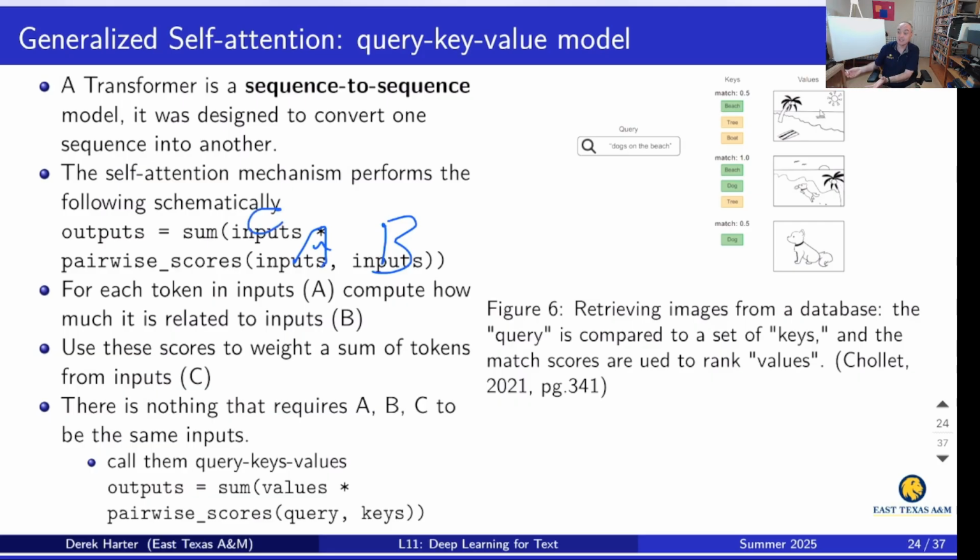But again, that was just itself. We were doing that to reweight the inputs themselves in our previous pseudocode. In the general case, all three of those can be different. There's nothing that requires input A, B, and C to be the same input. We call those the query, key, and values. So in the general case, we have some query, we want to get the relationship between the query and the input keys, and we sum those up to get a new set of values. Okay.